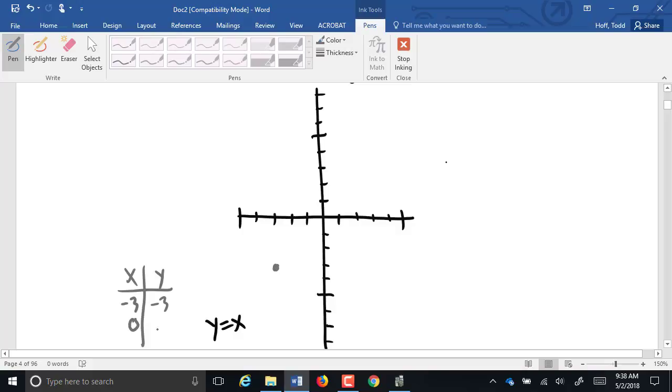If x were 0, y would have to be 0. So 0, 0 is right there. If x were 2, what would y have to be? 2. So 2, 2 is right there. So that gives us a line that goes across our graph. First of all, it goes through the center here. That center was called the origin because that's where everything starts. Both axes have a 0 value there. So it goes through the origin and it goes corner to corner at a 45-degree angle across our graph.